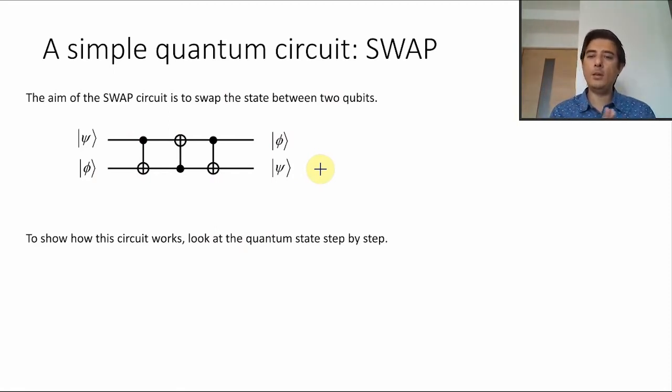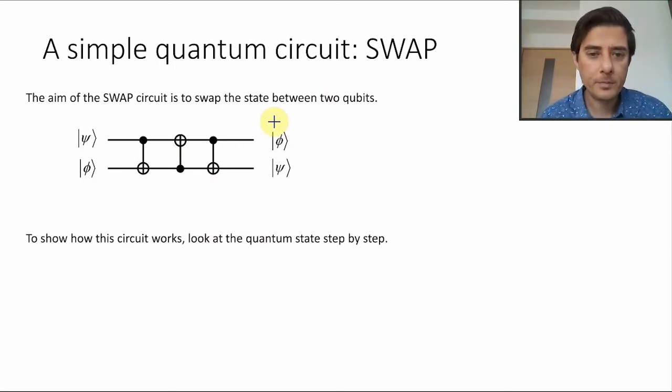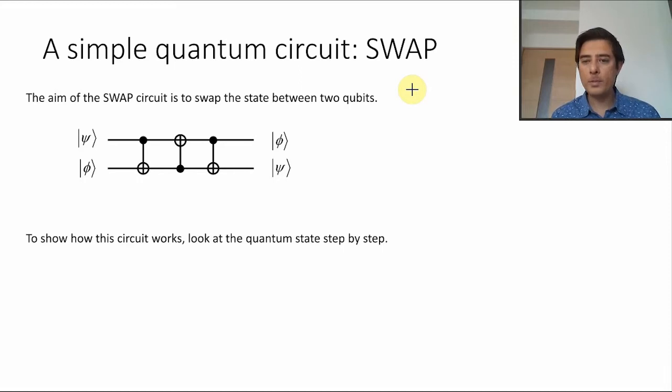Okay, so this is a simple example of a quantum circuit, possibly one of the simplest types, and this is called the swap circuit. As the name implies, the aim of this circuit is to swap the state of the qubits between the first and the second qubits. So, for example, if I have some state psi in the first qubit, and another state phi in the second qubit, then by applying these three CNOT gates here, what I end up with is the second qubit's state on the first one, and the first qubit's information on the second one.